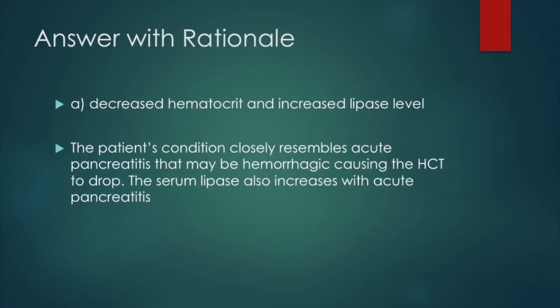And the answer is A. Decreased hematocrit and increased lipase level. The patient's condition closely resembles acute pancreatitis that may be hemorrhagic in nature, causing the hematocrit to drop. Also, in acute pancreatitis, the serum lipase also increases.